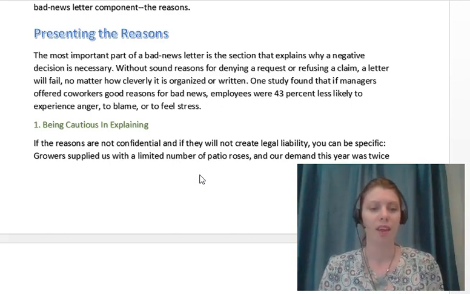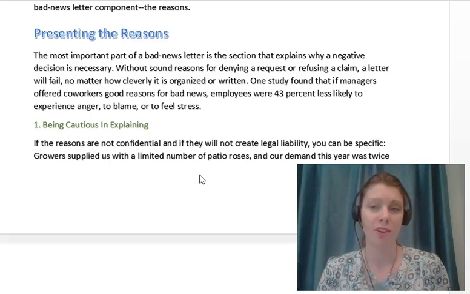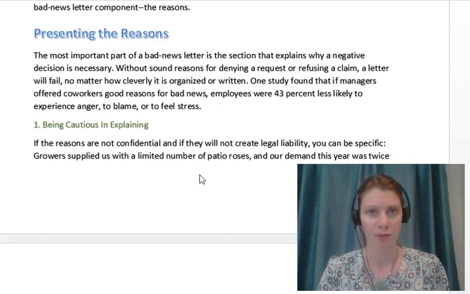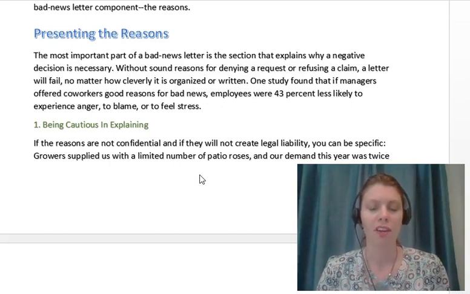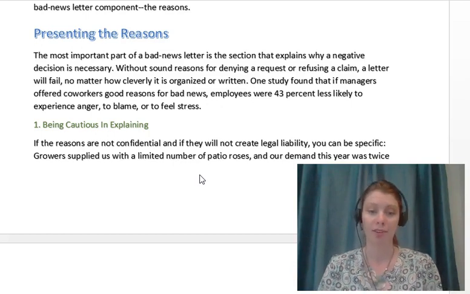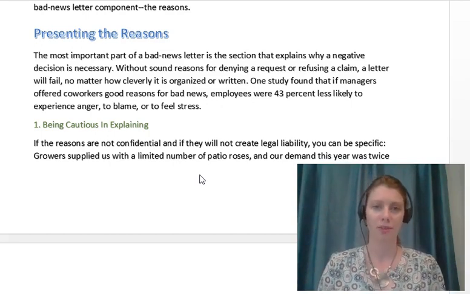So, as part of planning before writing, you need to analyze your problem. If you decide to refuse a request, you should have specific reasons why. Before disclosing the bad news, try to explain those reasons to the reader. Providing an explanation reduces the feelings of ill will and improves the chances that the reader will actually accept the bad news. All right, so ways to present your reasons.